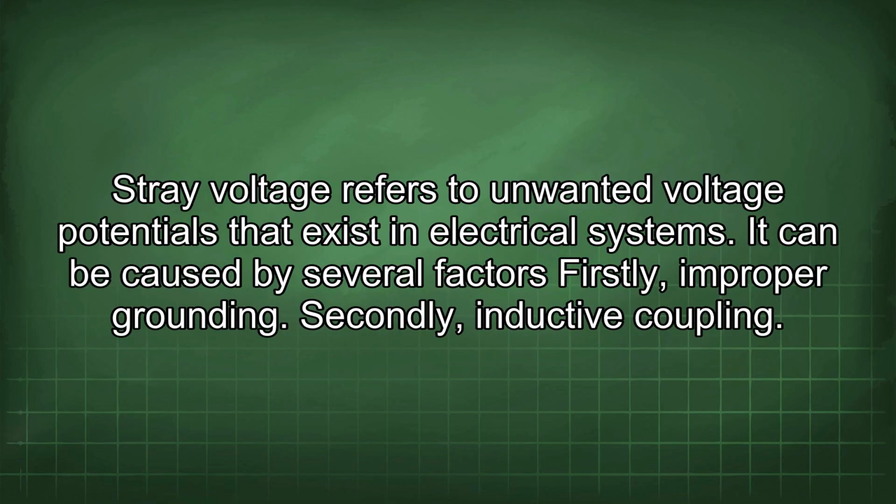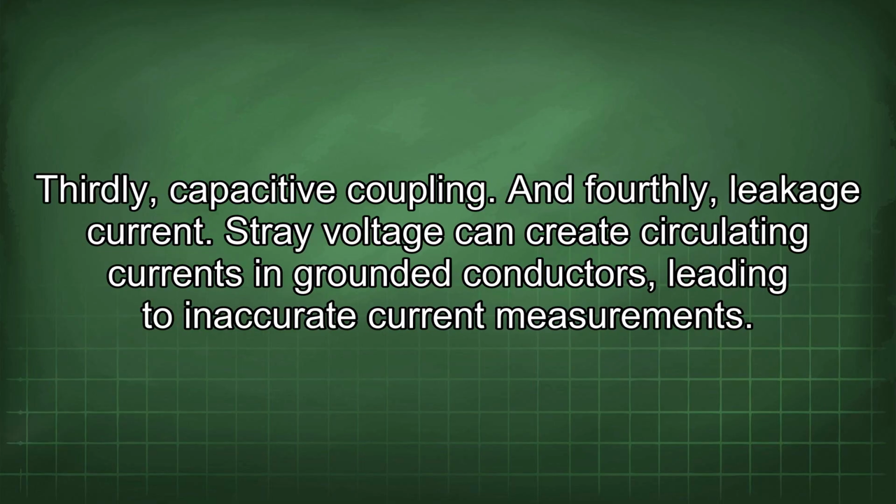Stray voltage refers to unwanted voltage potentials that exist in electrical systems. It can be caused by several factors. Firstly, improper grounding. Secondly, inductive coupling. Thirdly, capacitive coupling. And fourthly, leakage current. Stray voltage can create circulating currents in grounded conductors, leading to inaccurate current measurements.